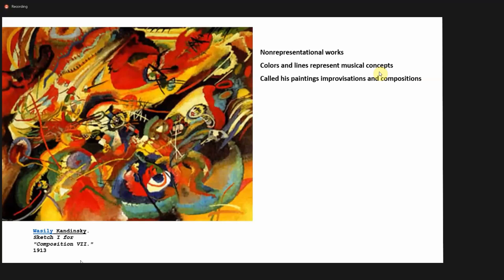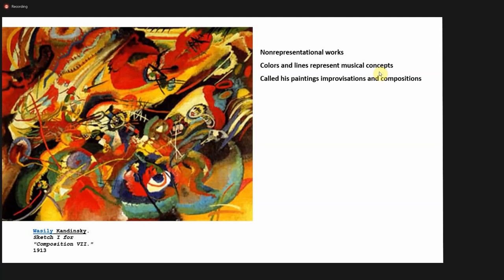Kandinsky was one of the pioneers in abstract art. So this one, you can't recognize a particular picture or an image in this, but it is a composition of lines, shapes, forms, color of everything. This is non-representational work. This one doesn't represent anything.